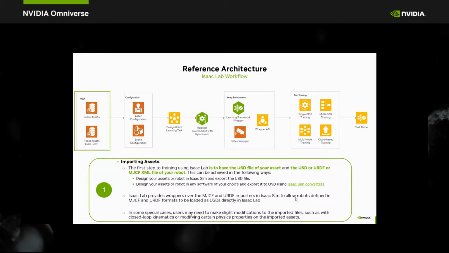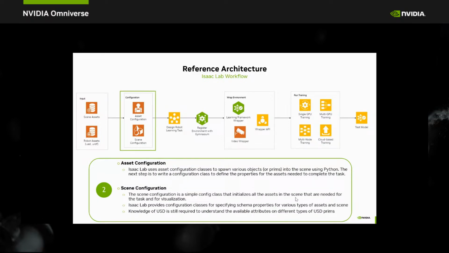Now, for you to be able to spawn that asset into Isaac Lab, we do that using what we call asset or scene configuration. So for each individual asset, robot, sensor, ground plane, lighting, each and all of them have their own individual configuration. So Isaac Lab uses what we call asset configuration classes to spawn these objects into the scene using Python. So the next step, you have the file.usd. The next thing is to write your configuration class for it.